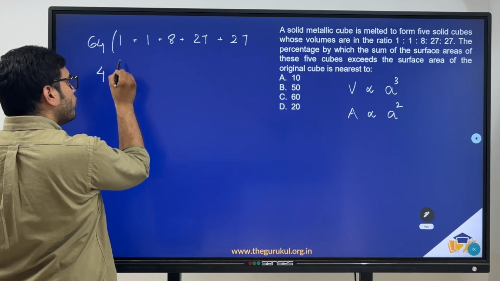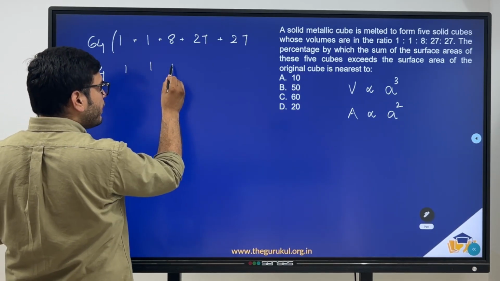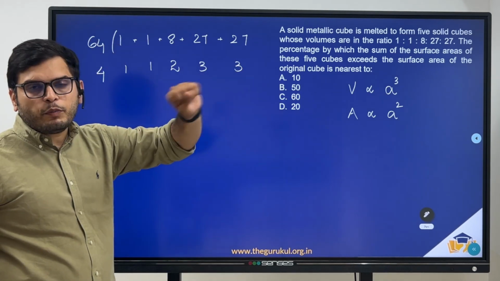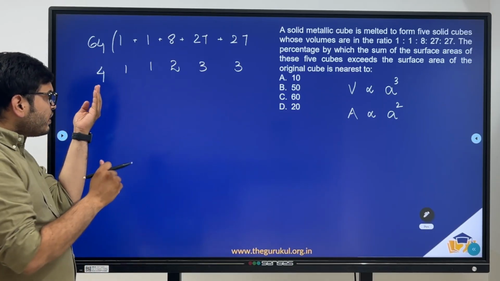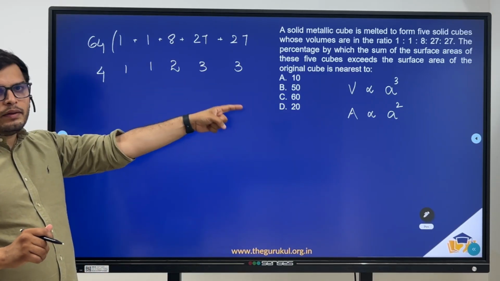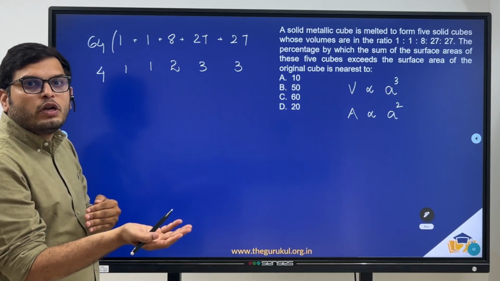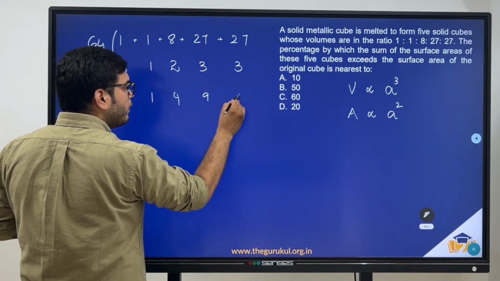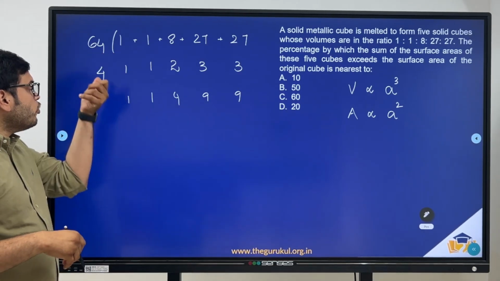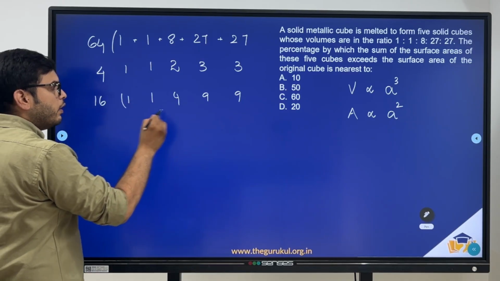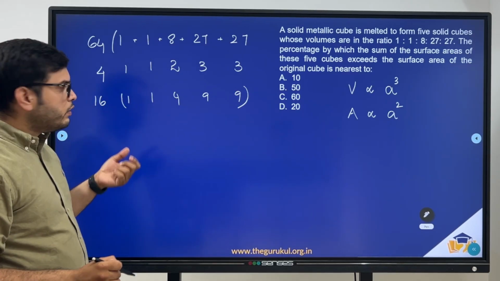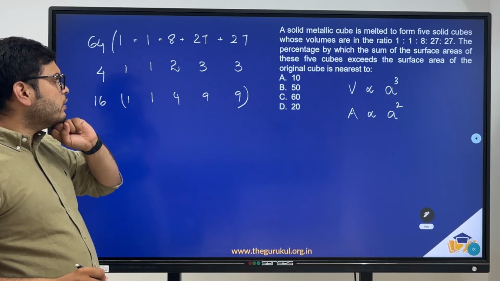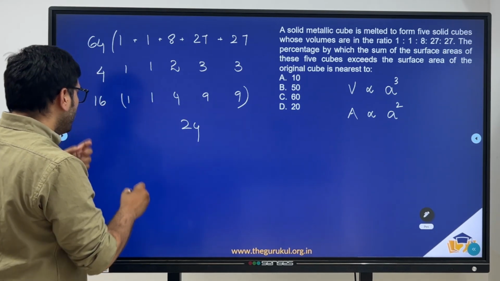Side of the smaller cubes now: this should be 1, 1, then this would be 2, then this would be 3 and this would be 3, because volume is directly proportional to the cube of the side. Now if the sides are 1, 1, 2, 3 and 3, then the surface areas will be proportional to the square of the sides. So this will be 1, 1, 4, 9, 9. Now the surface area of the larger cube would be 16. Now what is the sum of all these surface areas? 1 plus 1 is 2, 2 plus 4 is 6, 6 plus 18 is 24, and this would be 16.